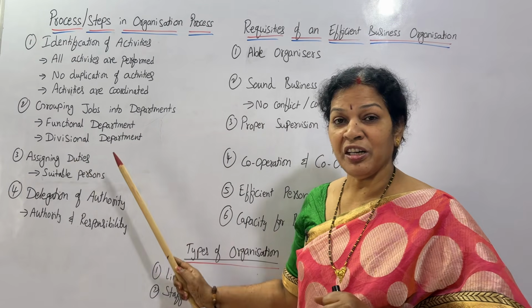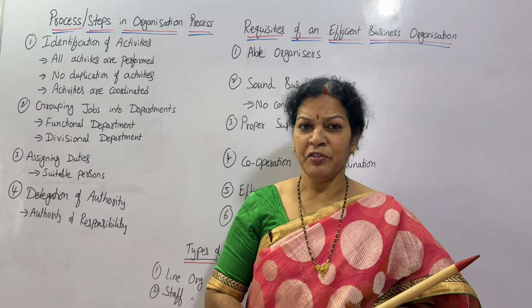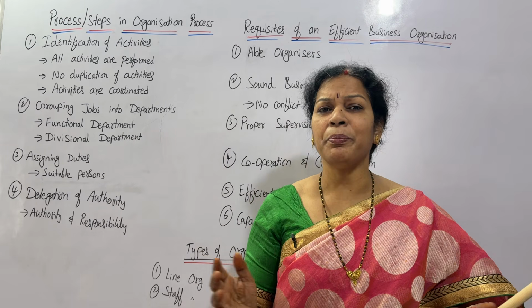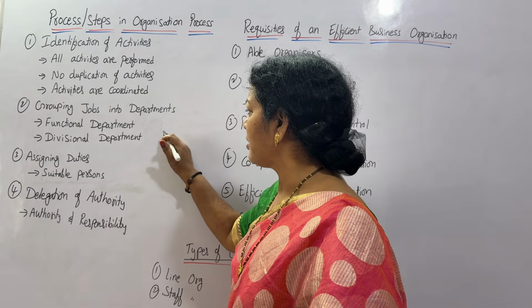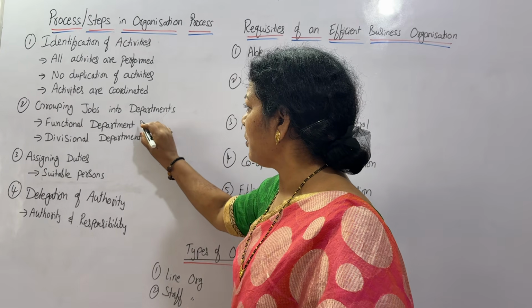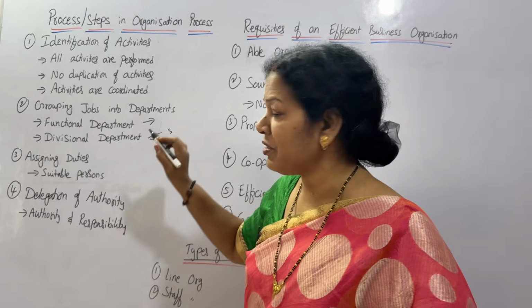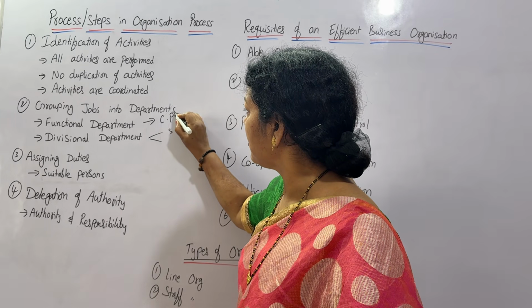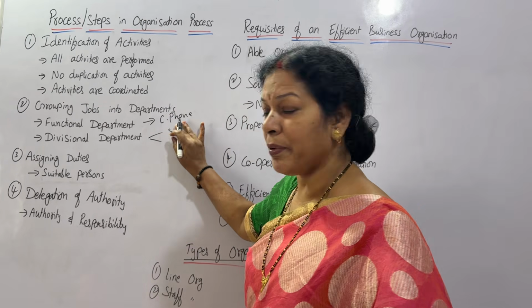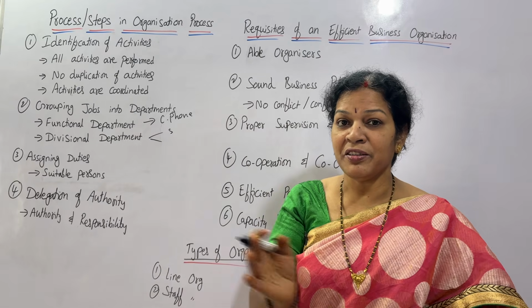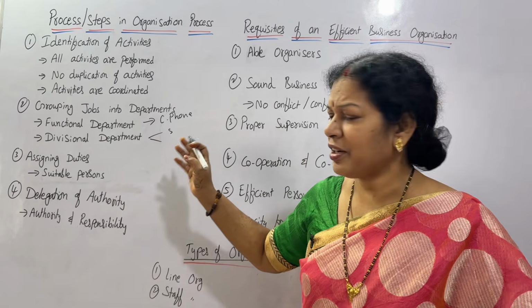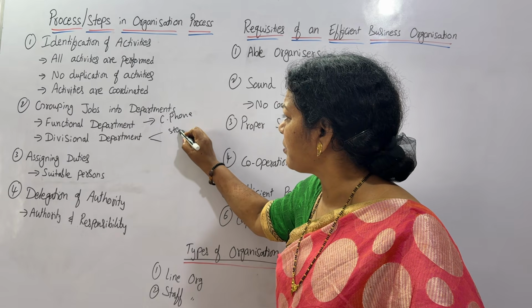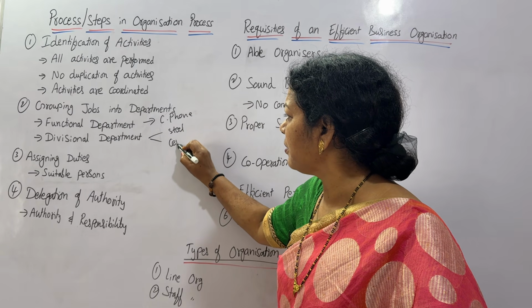Another one, divisional department. Divisional department means we have different products. Suppose steel and cement, let's take as an example. Here only one product, as we have discussed about cell phone. One product, in different department-wise we have divided. Now here, divisional department, many products are there. For example, we have two products, steel and cement.